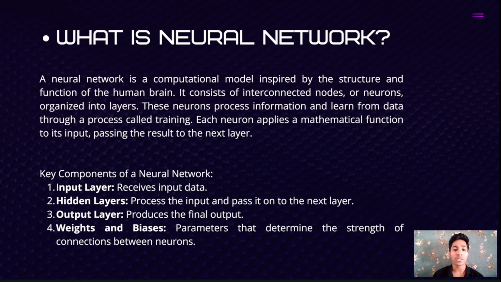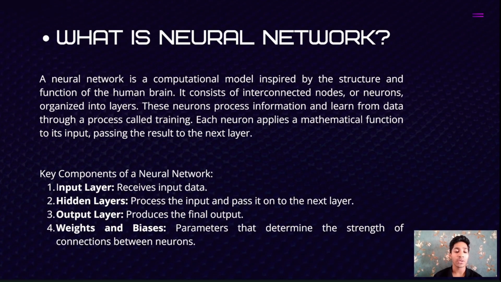A neural network is a computational model inspired by the structure and functions of the human brain. It consists of neurons organized into different layers. These neurons process information and learn from the data through a process called training. Each neuron applies a mathematical function to its input, passing the result to the next layer.